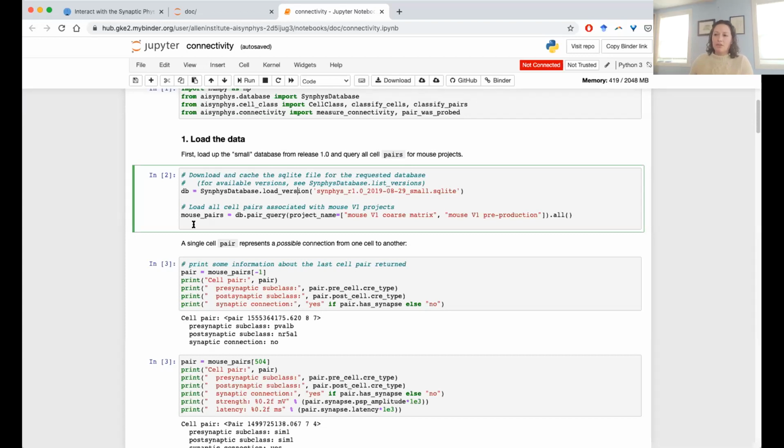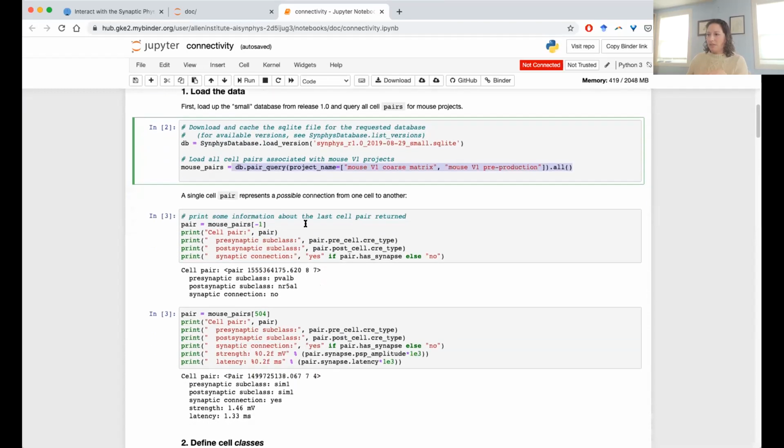We've made a few that are specific to our data set. One of these is this pair query. So our data is highly centered around this idea of a pair object, which is a presynaptic cell and a postsynaptic cell that were recorded from at the same time, and thus all of the information that goes along with that pair. So here, we're just gonna query all of the pairs that were from mouse data or mouse experiments. And so we'll get a list of all of those pairs.